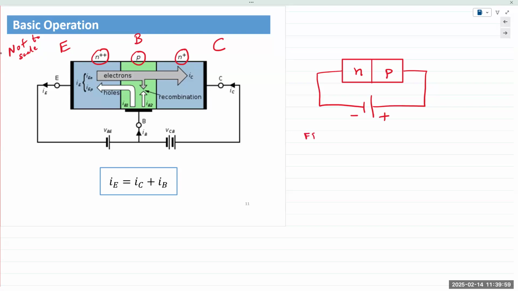So a forward bias PN junction results in majority carrier flow. So that's what would happen in a BJT. If you take an NPN transistor and you forward bias the emitter base junction, the majority charge carriers from the emitter are going to cross over into the base, and the majority charge carriers from the base, meaning the holes, are going to cross over into the emitter.